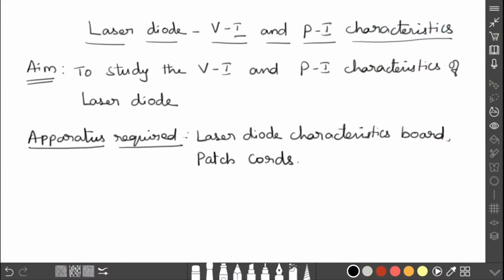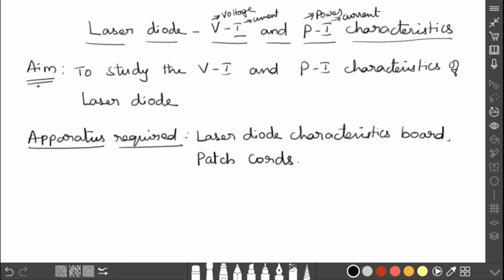Yes, students, now we are going to discuss laser diode VI and PI characteristics. Here, a laser diode is a diode that produces laser light. VI and PI: V is voltage versus current, and P is power versus current. So two characteristics we are going to discuss in this experiment: one is voltage versus current and another one is power versus current.